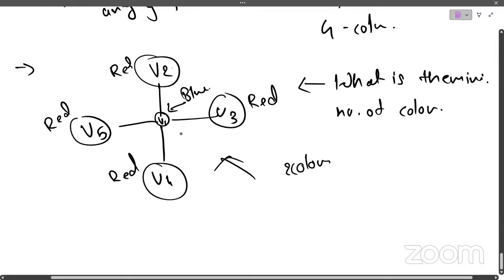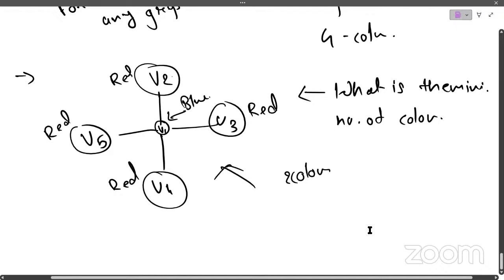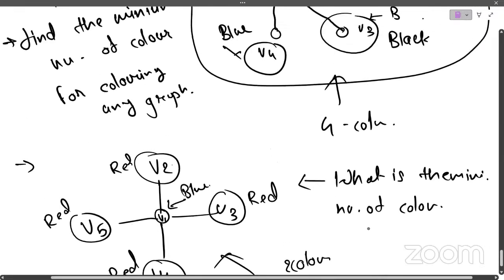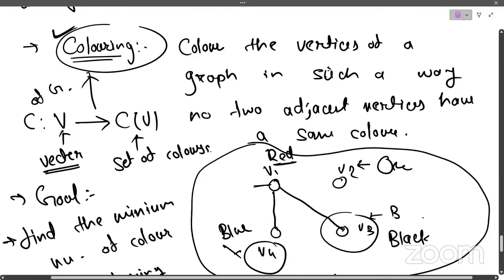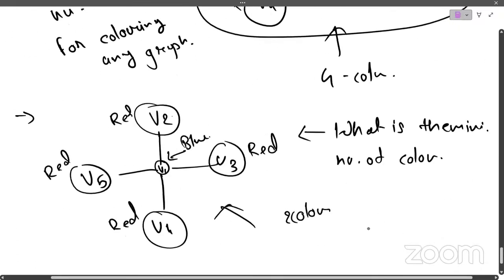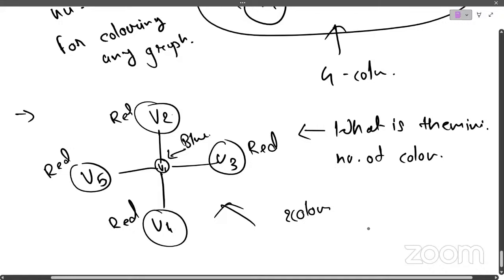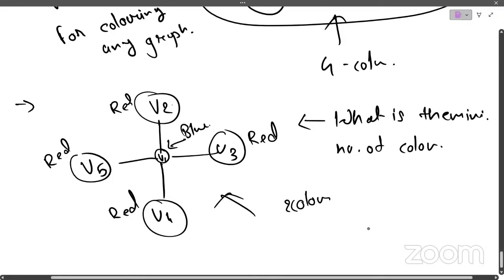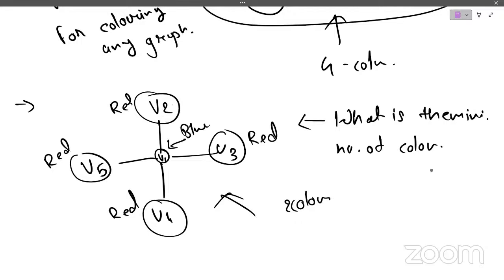Ma'am, in this graph V2, V3, V4 and V5 are not adjacent. That's why we can give a single color to them. If they were adjacent, then we could not use the same color. Yes, because that's the first constraint we applied when we want to color a graph in such a way. If I remove this constraint, then there is no meaning of coloring. You can do anything, but because of that constraint only, we are able to find the minimum possible number of colors to color a graph.